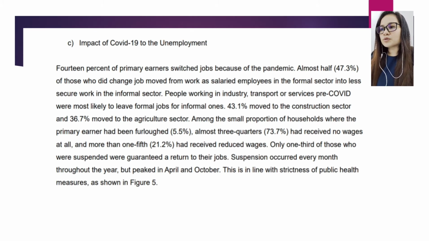Among the small proportion of households where the primary earner had been suspended, 5.5%, almost three-quarters, 73.7%, had received no wages at all, and more than one-fifth, 21.2%, had received reduced wages. Only one-third of those who were suspended were guaranteed a return to their job. Suspension occurred every month throughout the year, but peaked in April and October. This is in line with the strictness of public health measures.